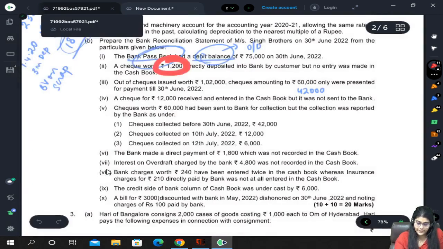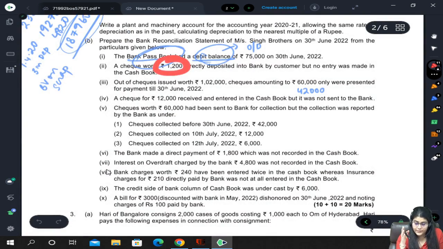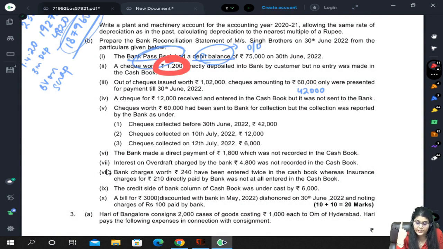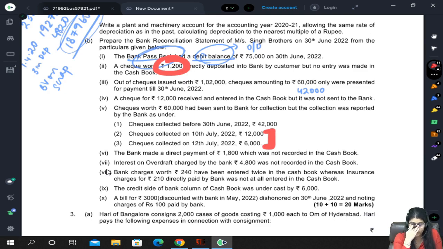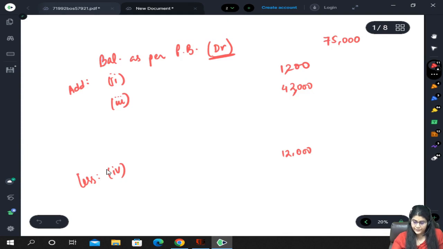Part 5. Checks worth ₹60,000 had been sent to bank for collection, but the collection was reported by the bank as under. Checks collected before 30th June, 42,000. Checks collected on 10th July and checks collected on 12th July. So naturally, these two checks will not feature in our passbook. They will only feature in our cash book. So we have to make an adjustment for this 18,000. Again, it's the same as the previous one. So again, we will subtract this, totaling to 18,000.